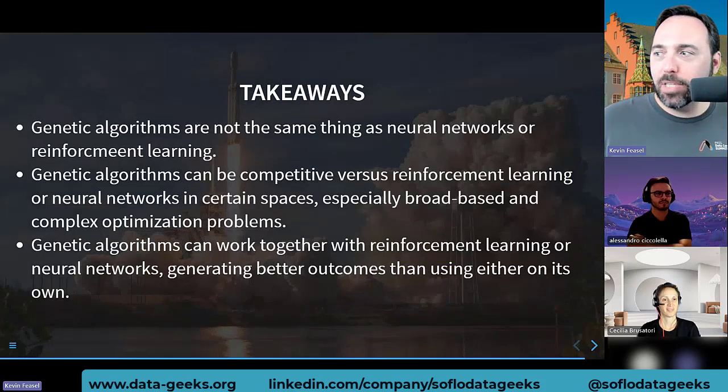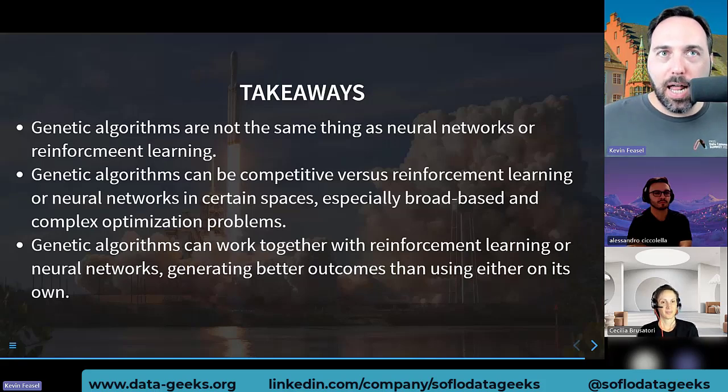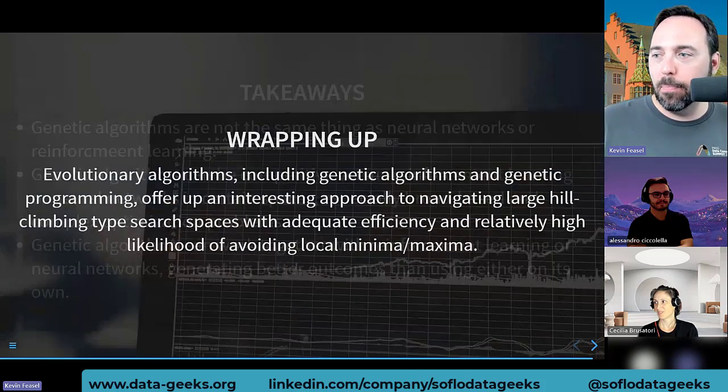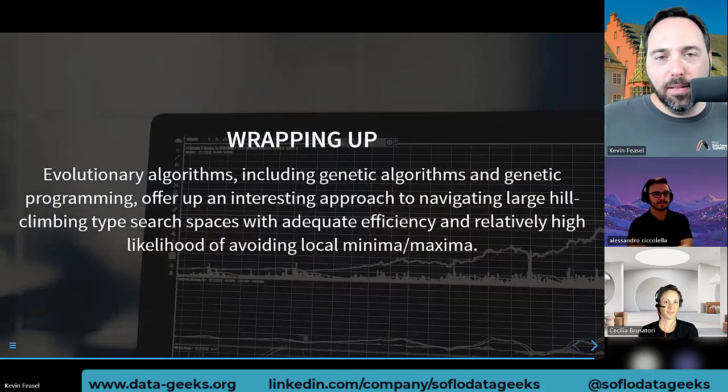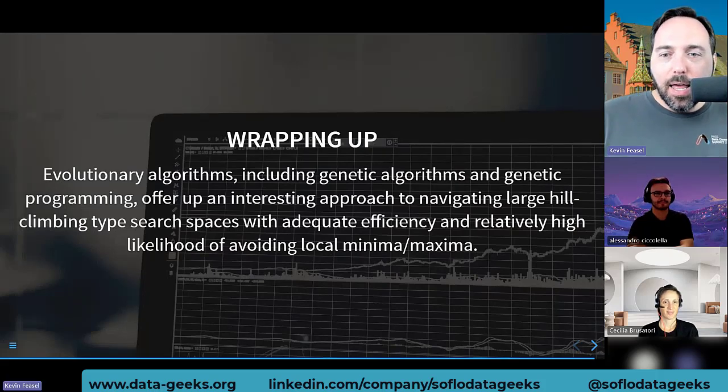Takeaways there. Genetic algorithms are different from neural networks. They are different from reinforcement learning. There is some interplay where we can see them come together and work together. Genetic algorithms and evolutionary programming are good for specific use cases where I have an extremely broad search area, and I don't necessarily know how I get my answer, but I do know what a good answer looks like. In other words, solving hill climbing problems. It does a pretty good job of that.